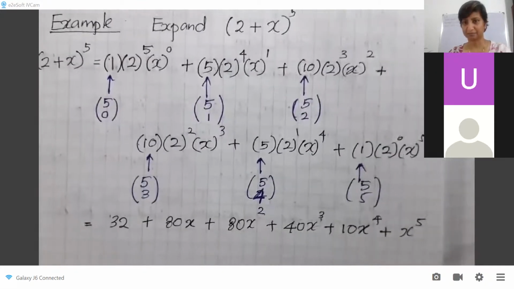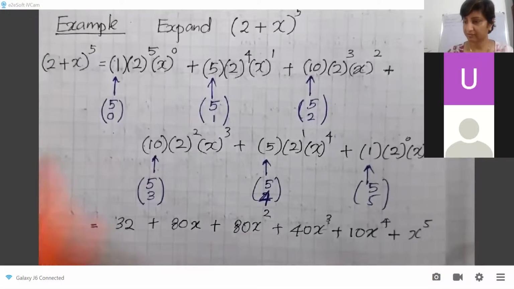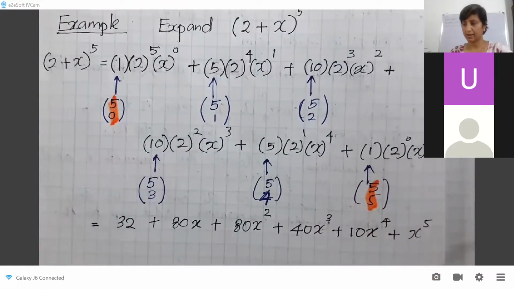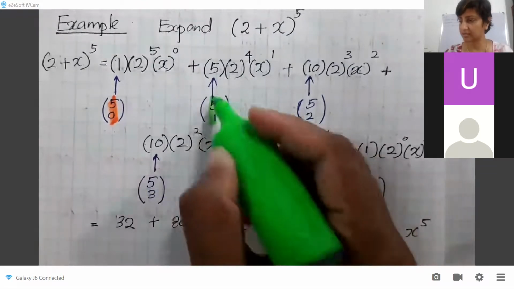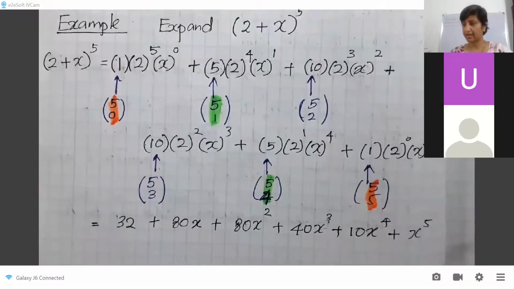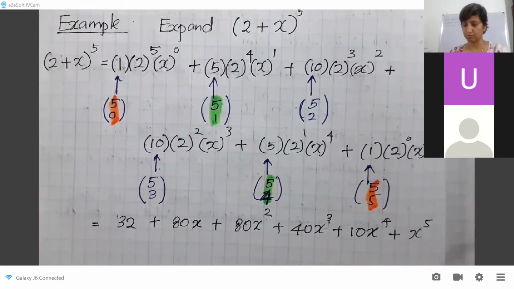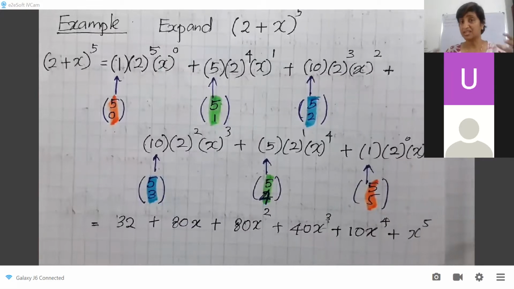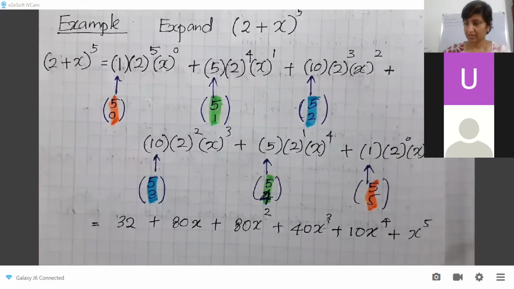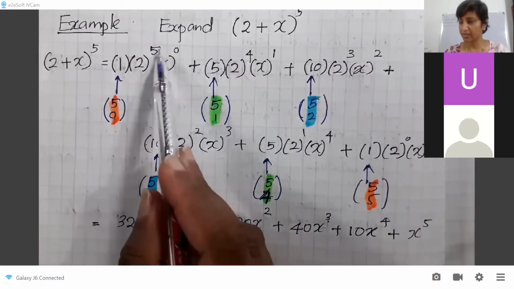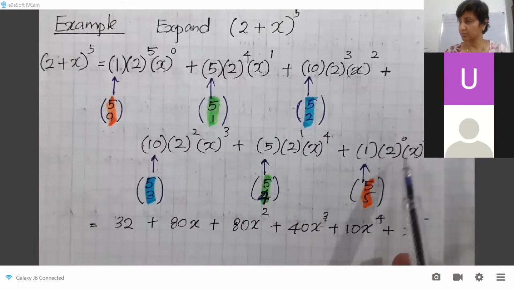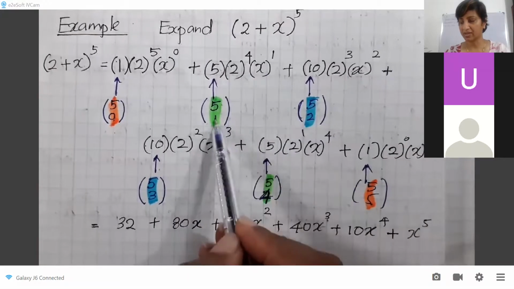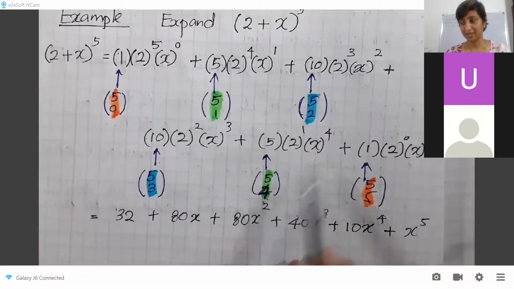Let me explain this. Do you see that 5 choose 0 is the same as 5 choose 5? And 5 choose 1 is the same as 5 choose 4. And 5 choose 2 is the same as 5 choose 3. We can generalize and say this bottom number could be either this power or this power, 5 or 0. They are the same. This bottom number could be 4 or 1. Here it's 1, here it's 4. They are the same.